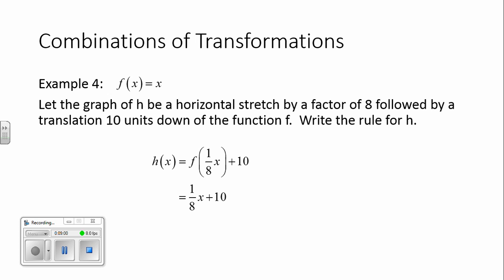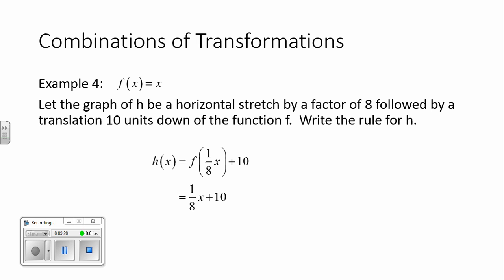Combinations of transformations basically just means they're going to ask you to do more than one thing to your function to get a new function. So here we're starting off with just our parent graph of a line, f of x equals x. And it says to let the graph of h be a horizontal stretch by a factor of 8, followed by a translation 10 units down.